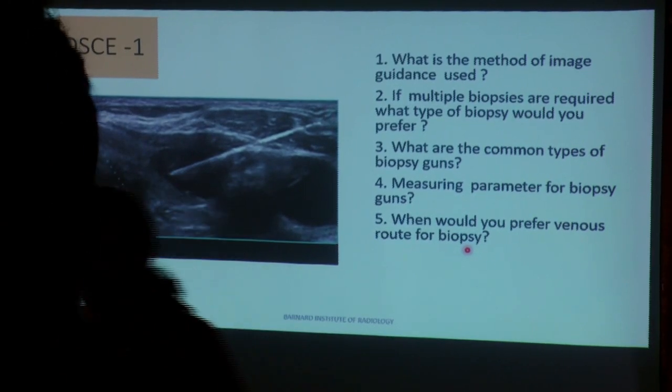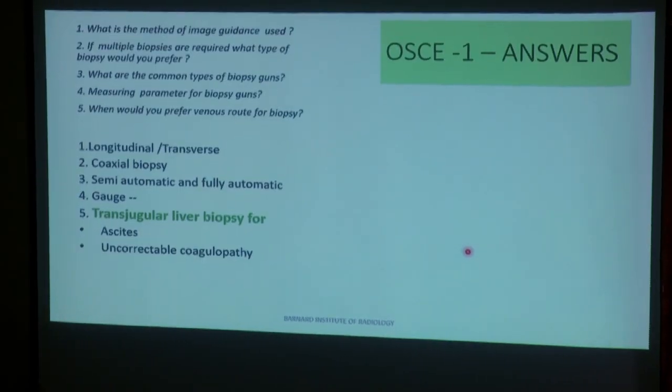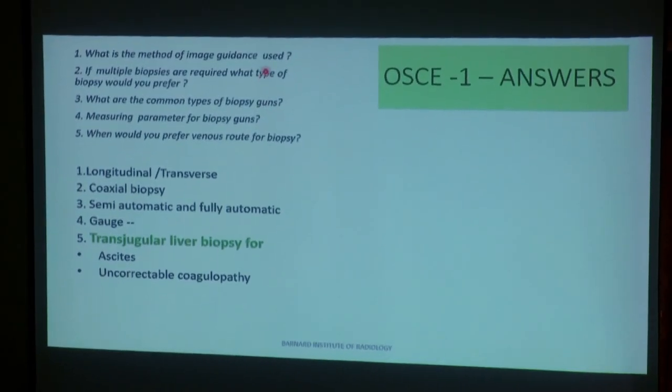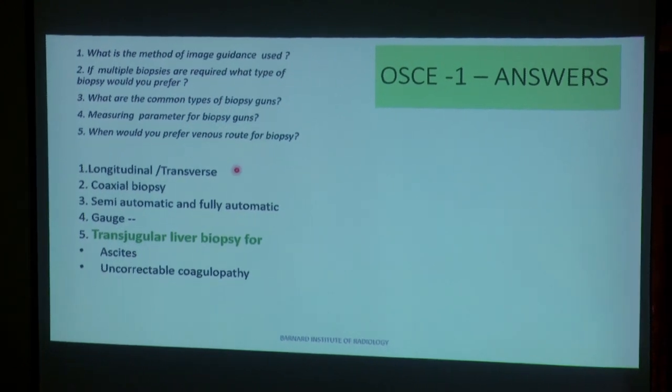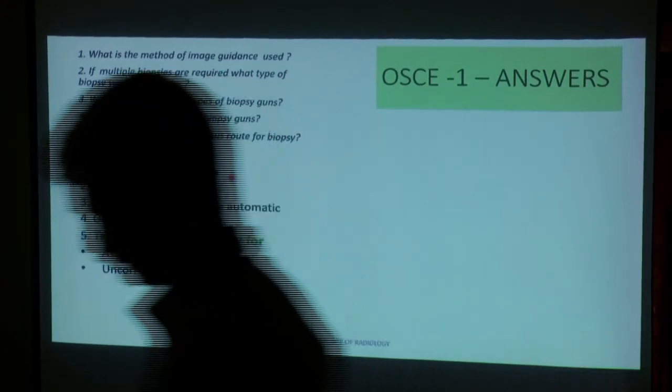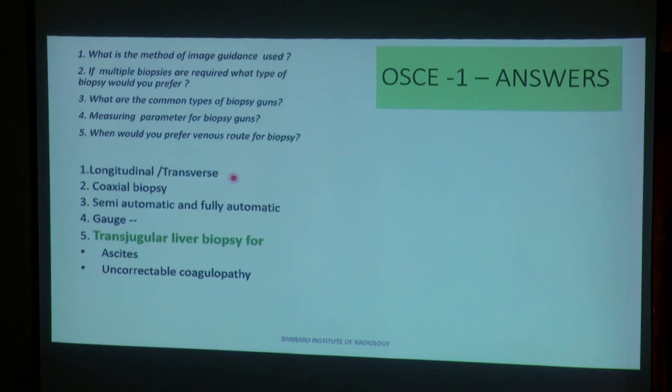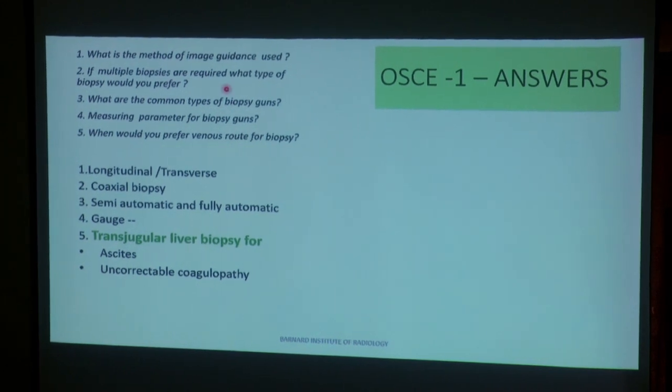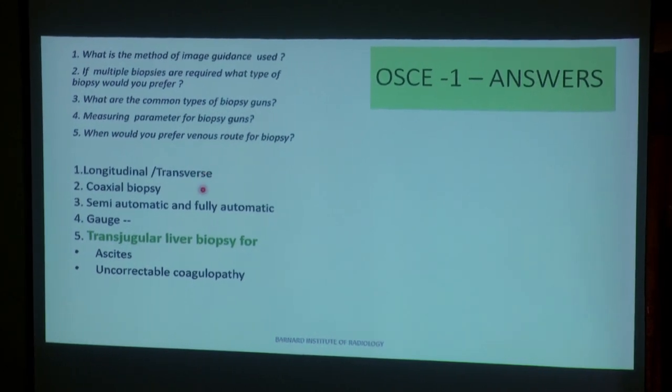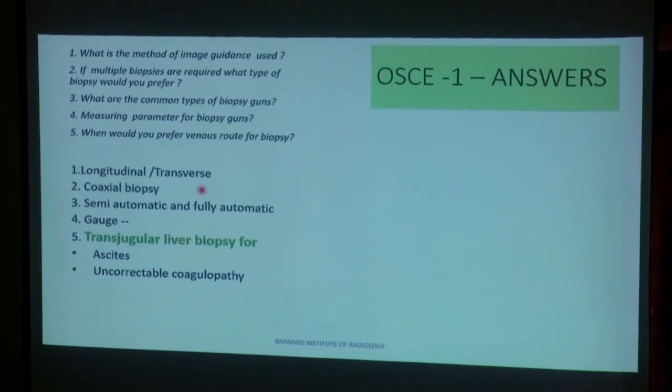Okay, I'll just go through the answers. So what is the method of image guidance used? It is the longitudinal or transverse guidance by ultrasound probe. If multiple biopsies are required, you necessarily have to have a coaxial biopsy procedure, where the coaxial gun is kept into the lesion and you can take repeated biopsies. The common types of biopsy guns are semi-automatic and fully automatic, and the measuring parameter is the gauge.